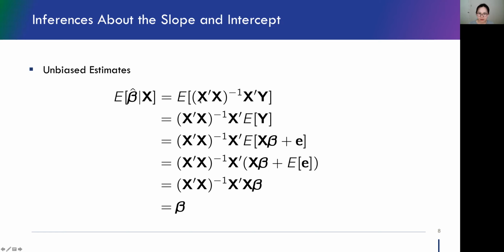In this term, only this y is a random quantity. So this expectation would go to y. So we use x beta plus e to replace this y. It will be like this. And again, this x is given and beta is a population parameter, which is fixed. So this expectation just goes to this random quantity error, this e.